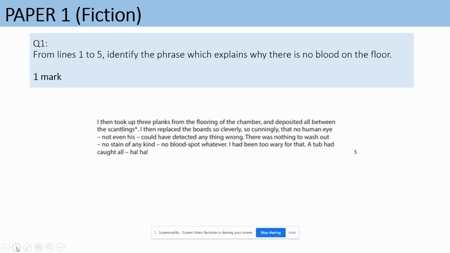And so question 1 says, this is from our fiction paper, from lines 1 to 5, identify the phrase which explains why there is no blood on the floor. So I'll be marking up lines 1 to 5 on my exam paper, and there are lines 1 to 5 just there. So if you'd like to have a go at this as a question, pause the video now, have a quick read through, and decide which phrase explains why there is no blood on the floor.